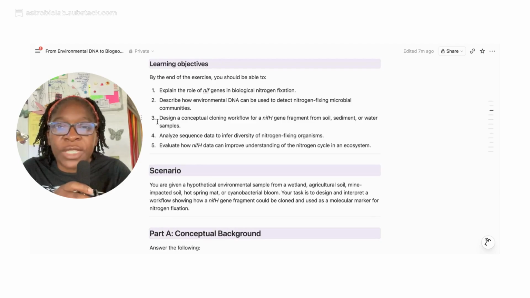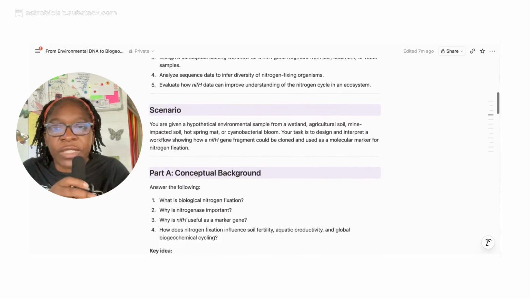You should be able to design. So coming up with an actual solution. If you're trying to clone a particular gene, you should be able to show the workflow, how it is you go from the beginning to the end. And then you should be able to actually look at sequence data to actually get something from it. And finally, you should be able to evaluate, think about it. What does this mean in the bigger scheme of things?